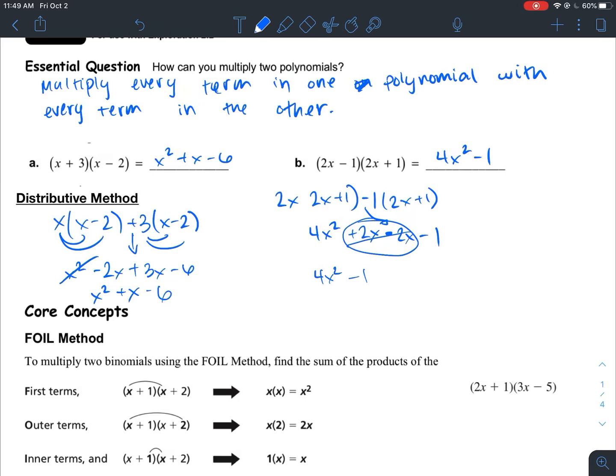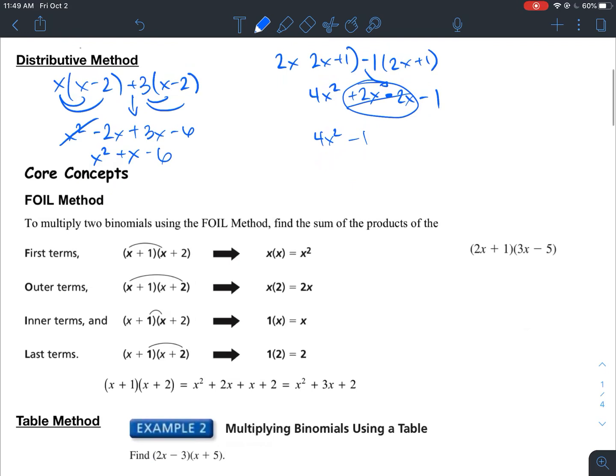So pretty easy. You're just going to take one term and multiply it with the other polynomial. And then you're going to do the same thing, take the other term and multiply it with the other polynomial. Hence, we're multiplying every term in this polynomial with every term in this polynomial. Okay? So it's just a method. Here's another method down here. It's called the FOIL method.